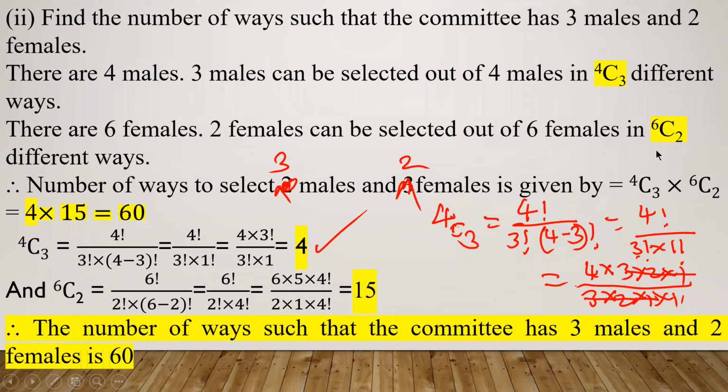Now let us calculate 6C2. In a similar way, it will be 6 factorial divided by 2 factorial into (6 minus 2), that is 4 factorial. Now 6 factorial I can write as 6 into 5 into 4 into 3 into 2 into 1, which I can write as 4 factorial.